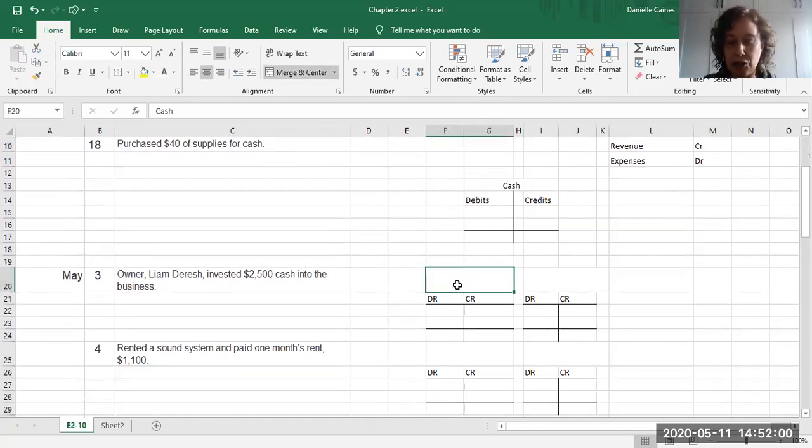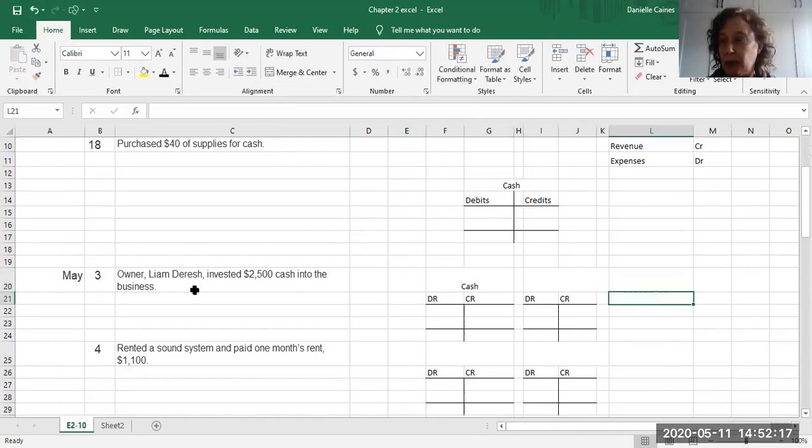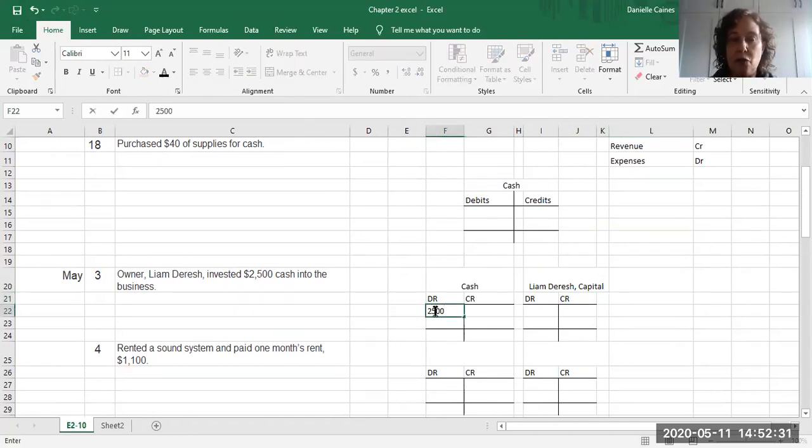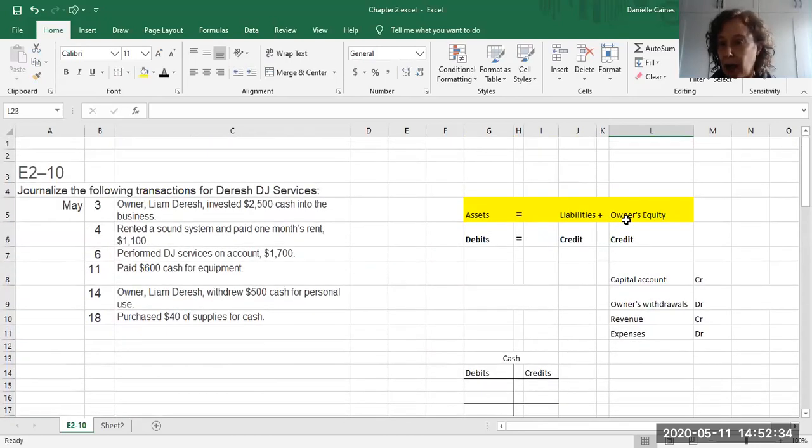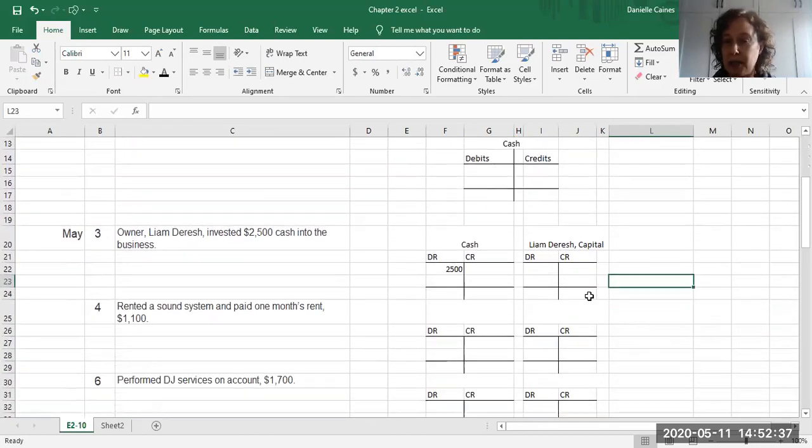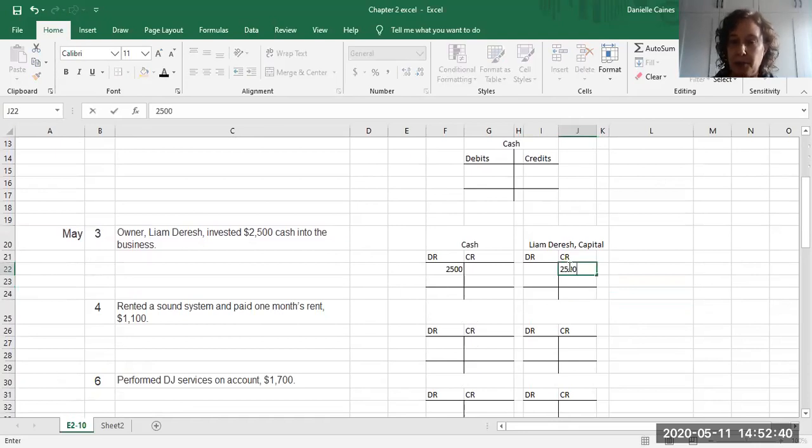So here we're going to have cash, and we're going to have the owner's account. How we depict the owner's account is Liam Darish, the name of the owner of the business, comma, capital. That's the capital account. We're going to debit cash $2,500, and the owner's capital account is a credit account. It's increasing, so we're going to credit Liam's account for $2,500.